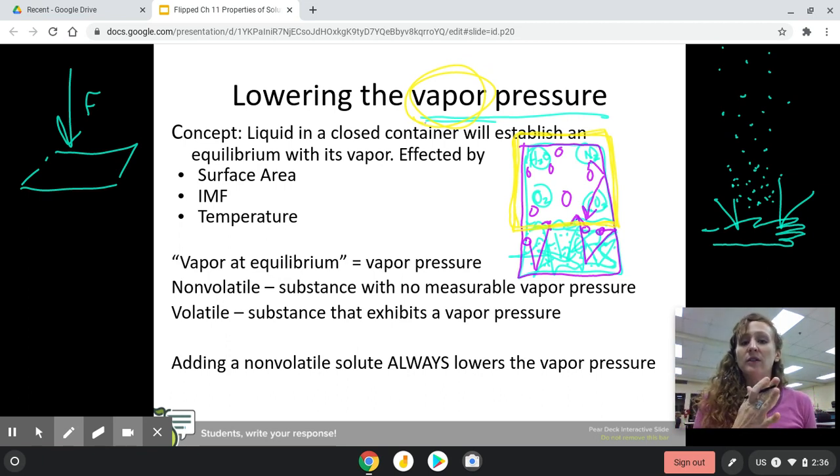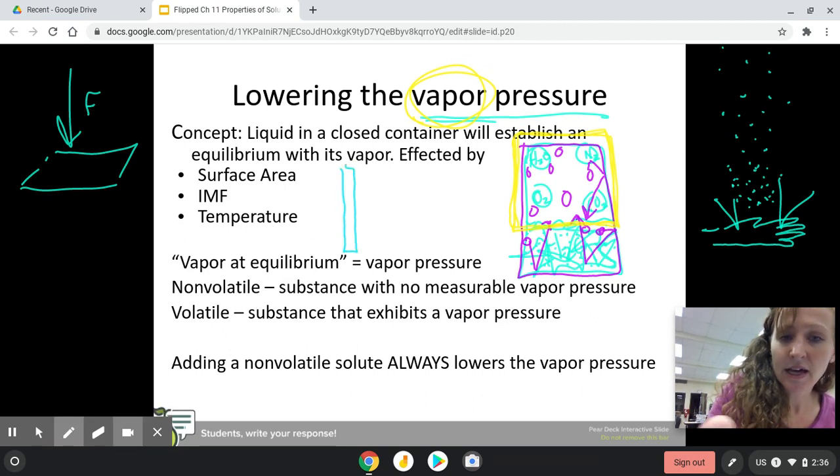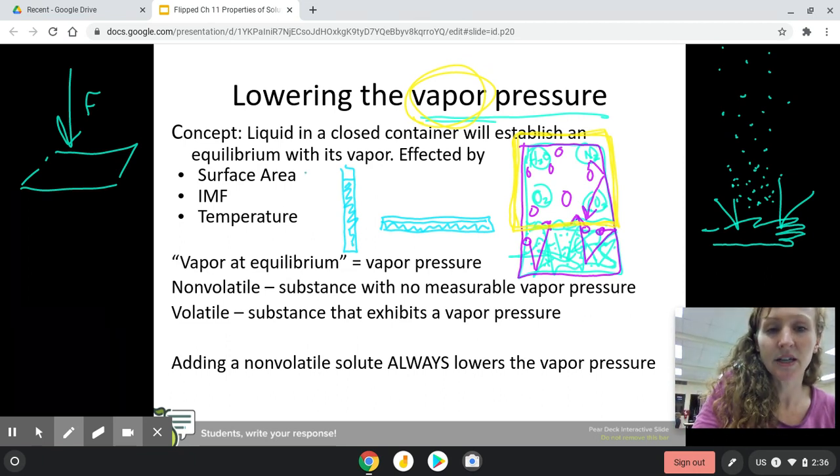So the vapor pressure is affected by A, what the thing is. B, it's going to be affected by how much surface area is showing. If you have a super tall container and a super long container that both contain the same amount of water, the one with more surface area is going to exert a higher vapor pressure because there's more surface for the little molecules to escape out of. So surface area makes a difference.